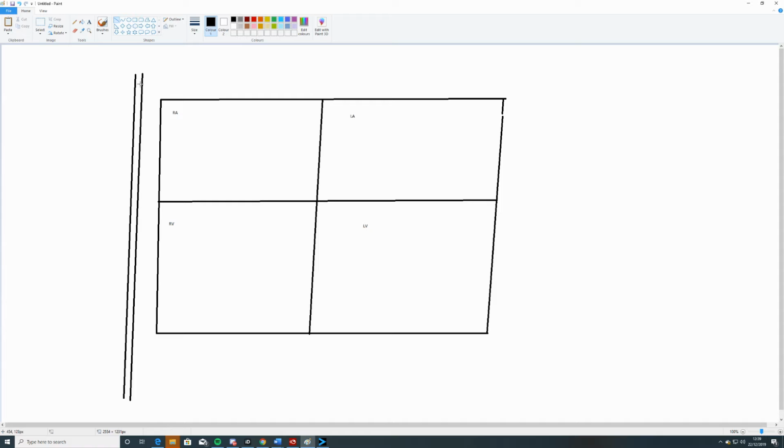Okay, so back to here. So what we have here is the 4 chambers of the heart. So these are smaller chambers and these are big chambers.